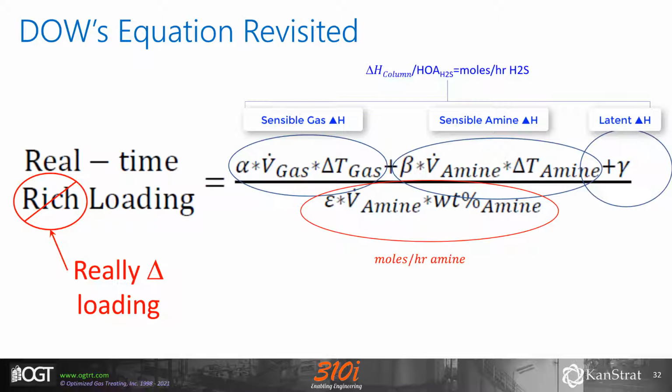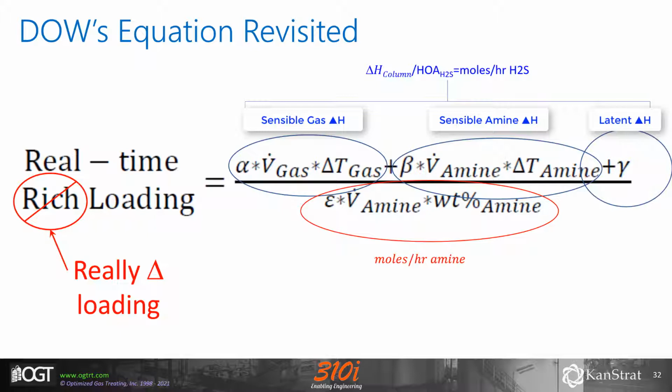In order to set this all up, we also set up an energy balance and derived the equation ourselves. And what this equation really turned out to be is a delta loading, not an actual rich loading. So you really need to know the lean loading and add that into the delta loading to get the rich loading. The components in Dow's equation represent sensible gas enthalpy change, sensible amine enthalpy change, and a latent heat term. In that latent heat term is the heat of reaction for H2S absorption, and also the change in enthalpy when water is absorbed or removed, depending on how the column operates.